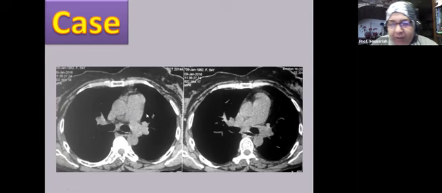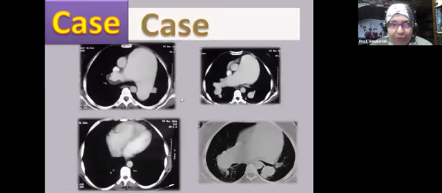However, if you see the main pulmonary larger than the ascending aorta, it's a CT sign that suggests pulmonary hypertension, with a sensitivity and specificity up to 100%. We should never see a pulmonary artery larger than the aorta.